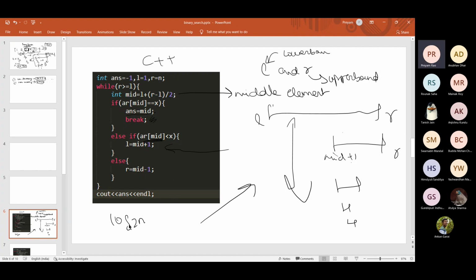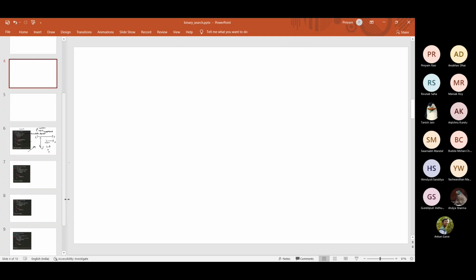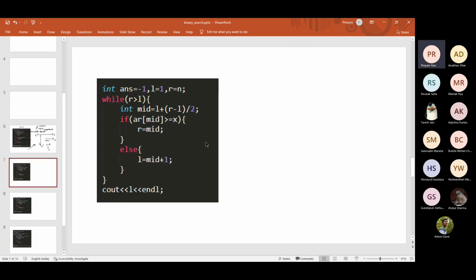Now this is the code for binary search, but binary search is very, very infamous, because it's really hard to implement. So let's look at this case. This is similar to the previous case, only in this case, let's say we are looking for the first element which is greater than or equal to X, in 1, 3, 5, 7, 9, 11.